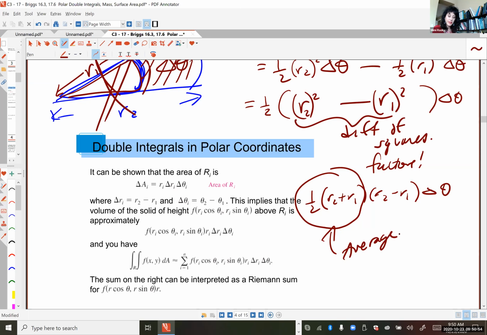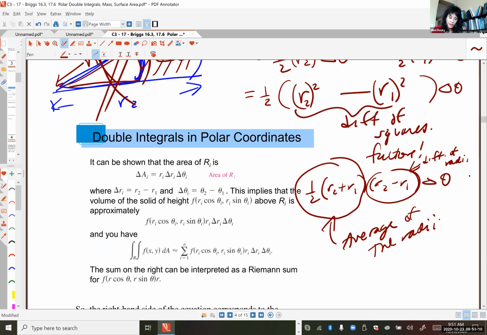An average of what? Of the radii. Bingo. Very good. And then this is the difference of the radii. So we're going to do 2 renamings right now. Try to follow me.